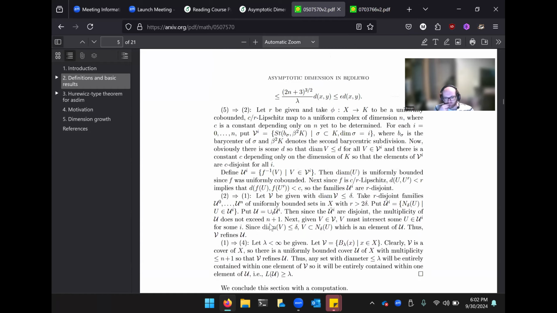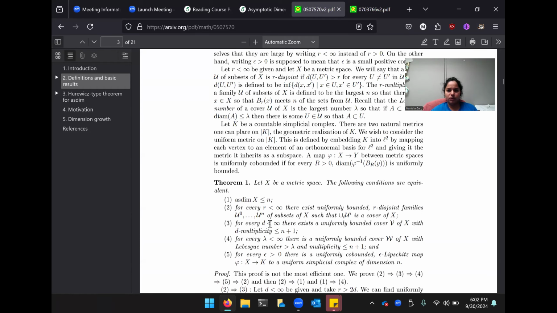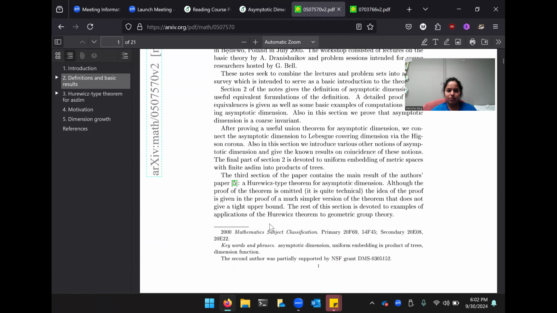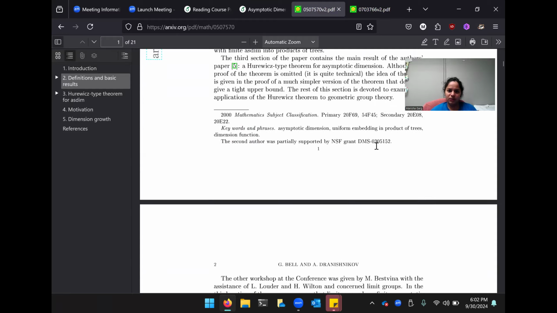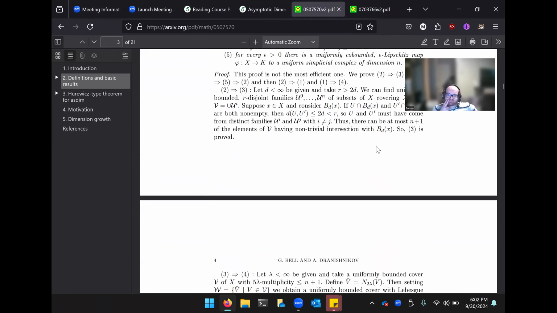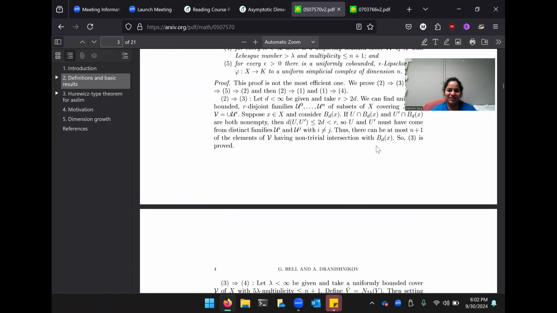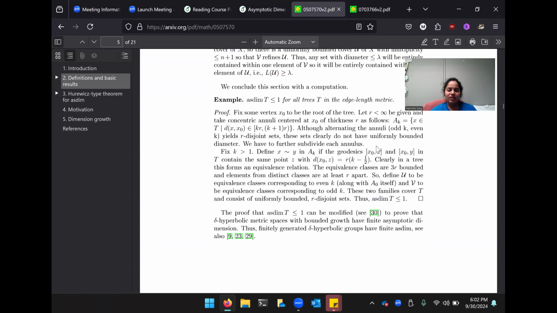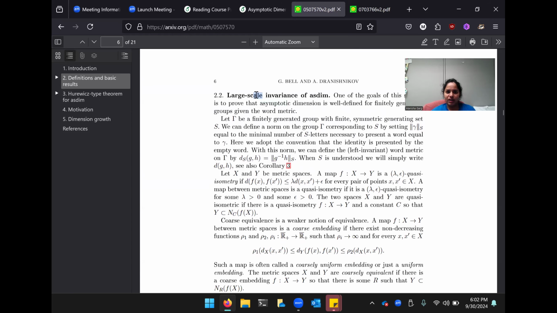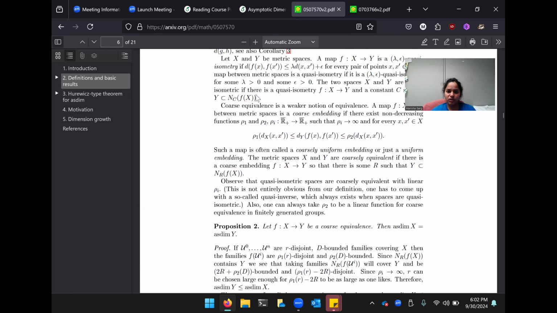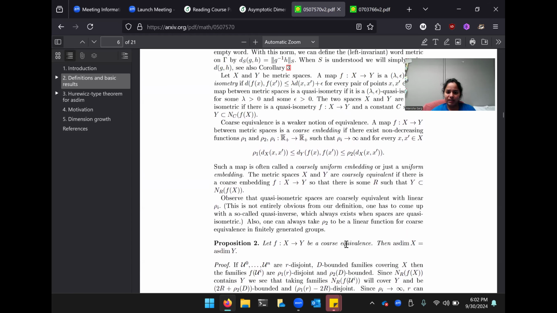So right now, I'm just going to go over it. We looked at theorem one. This is the Bedlewu, I still don't know how to pronounce this. And unless someone knows how to pronounce it, I will not know for the entire reading course. So we looked at theorem one. We looked at the example, what is asymptotic dimension for trees. We looked at large scale invariance of asymptotic dimension. Brevin nicely introduced us to coarse equivalences, and we proved this proposition too.